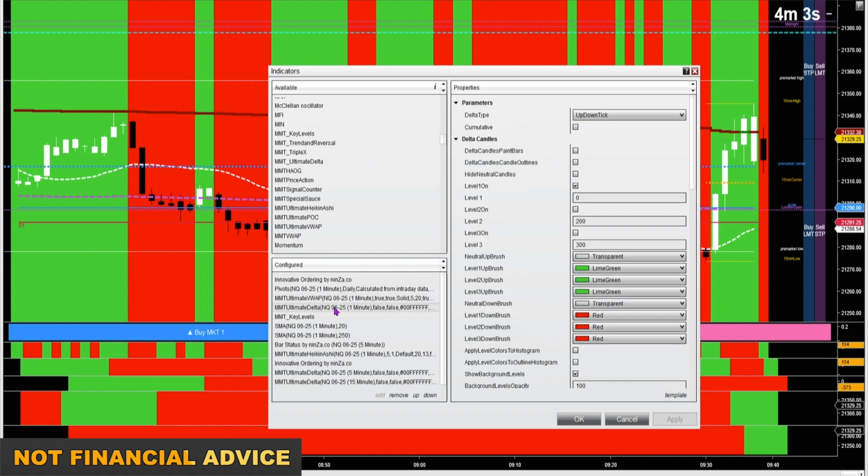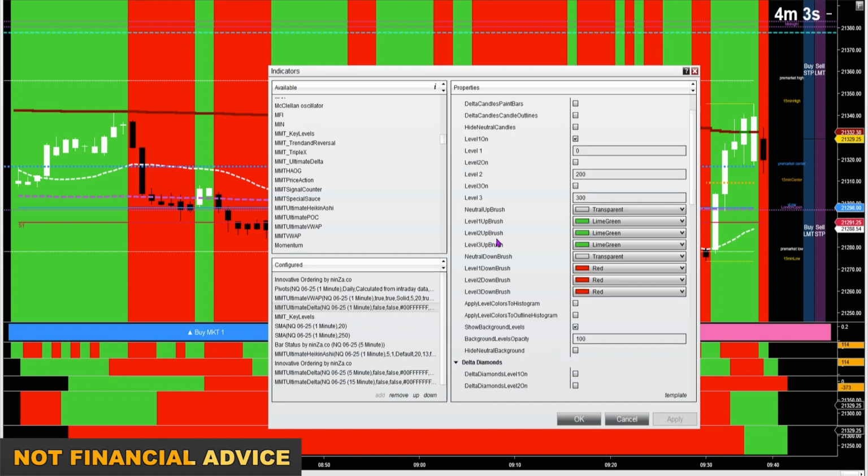I've got the ultimate delta for the 1 minute. I've got it for the 5 minute, and I've got it for the 15 minute. 3 separate instances, all the same settings. I've got level 1 on. Level 1 is 0. For all the different levels, I have lime green and red. For the neutrals, I have transparent.